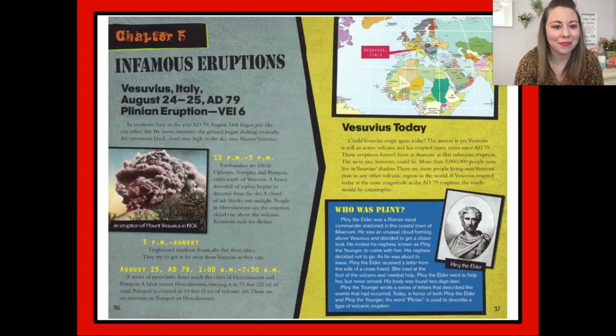So it says, in southern Italy in the year AD 79, August 24th began just like any other day. By noon, however, the ground began shaking violently. An enormous black cloud rose high in the sky over Mount Vesuvius.